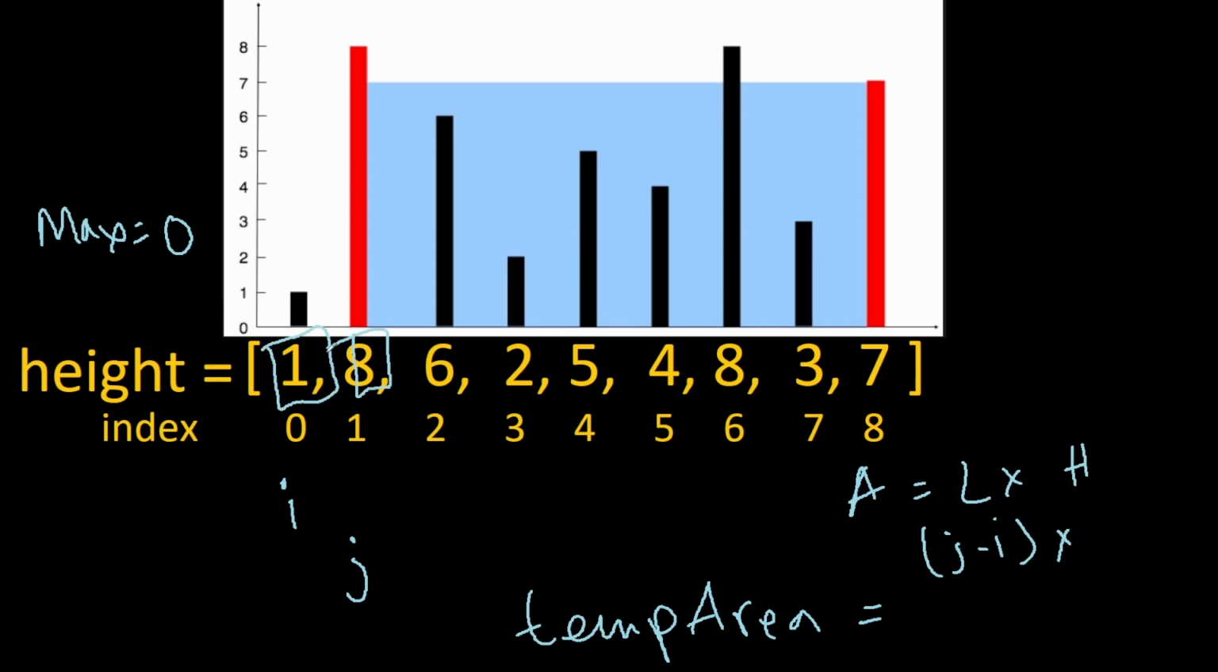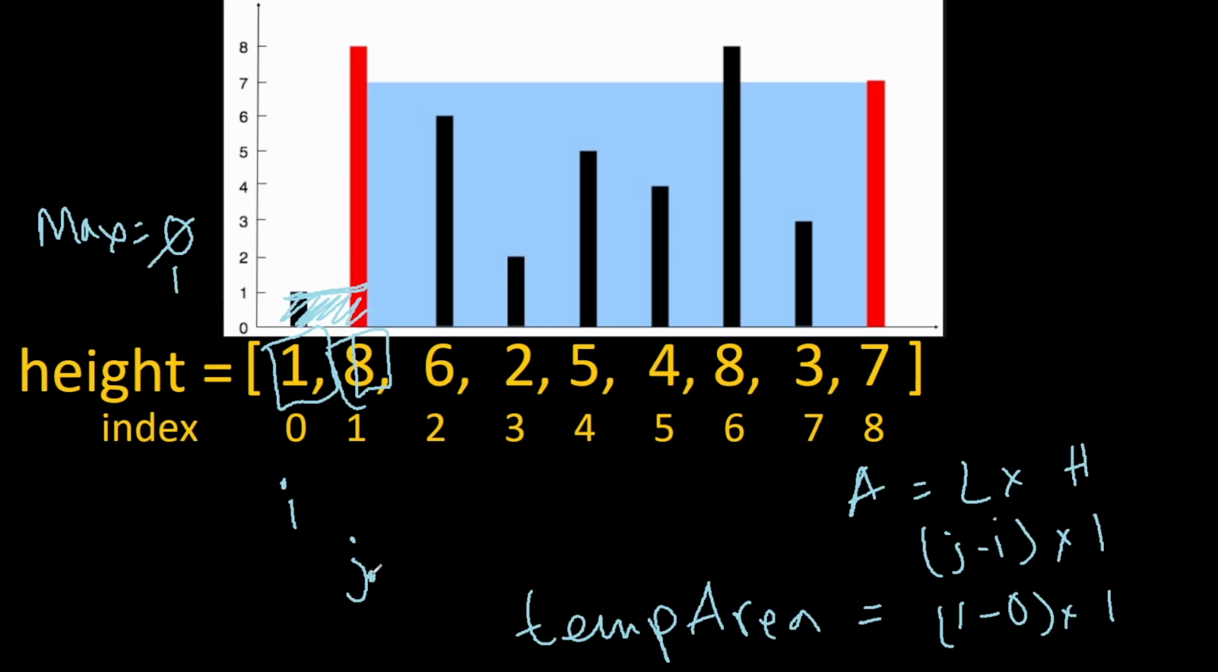Is it 1 or 8? In this case it's 1. So j minus i is 1 minus 0 times 1, which is equal to 1, because the area that we're looking for is right here. Our temporary area is 1 and we're looking at max, which is 0. Which one is greater? It's going to be 1, so we'll update max to 1.